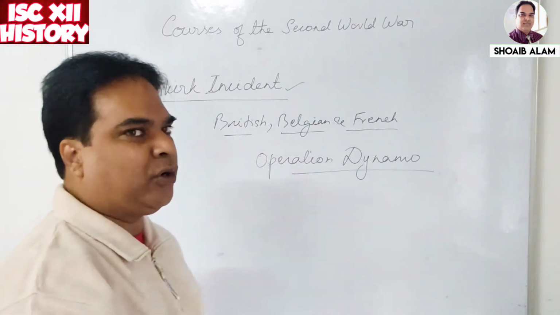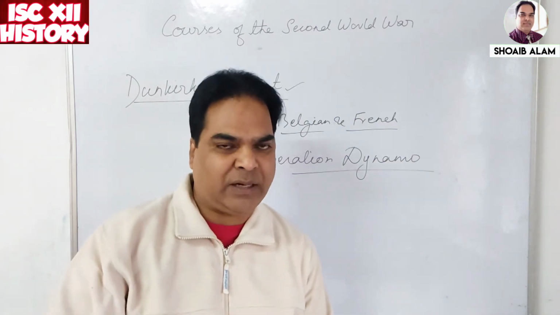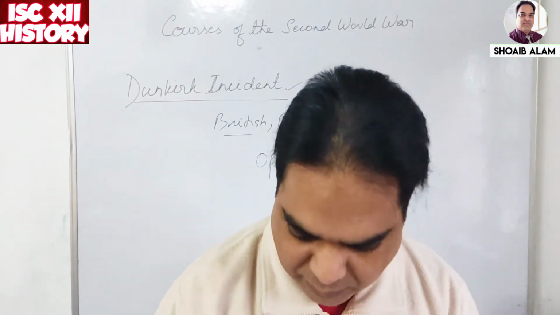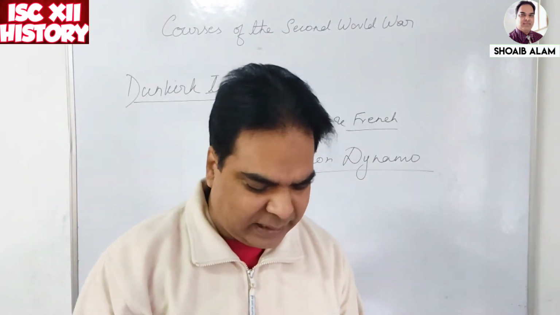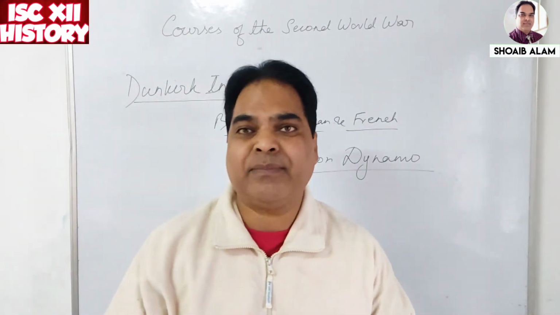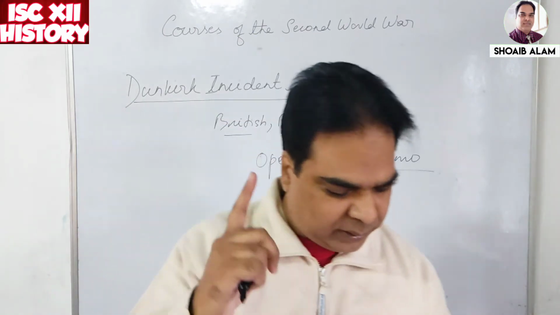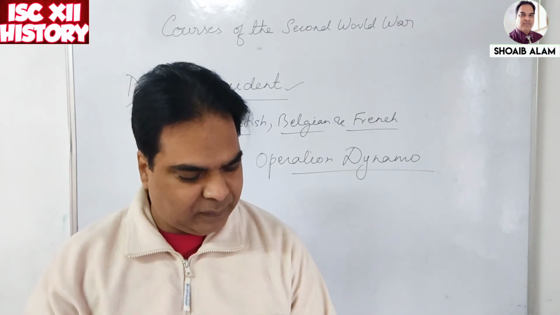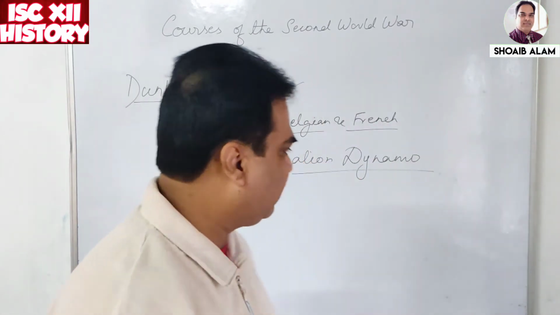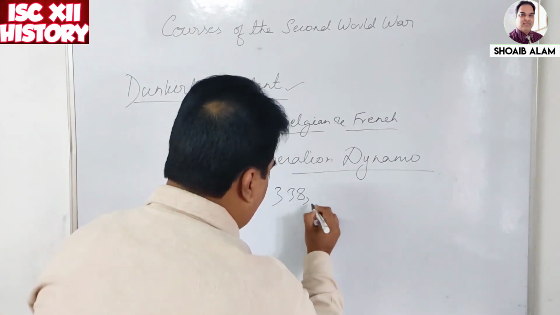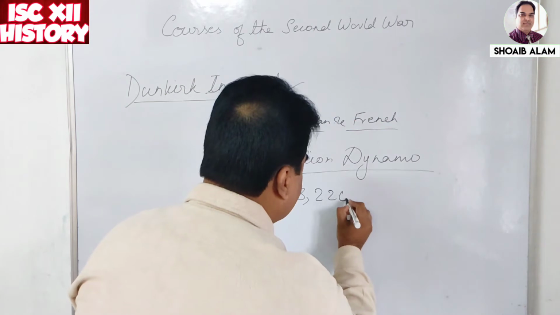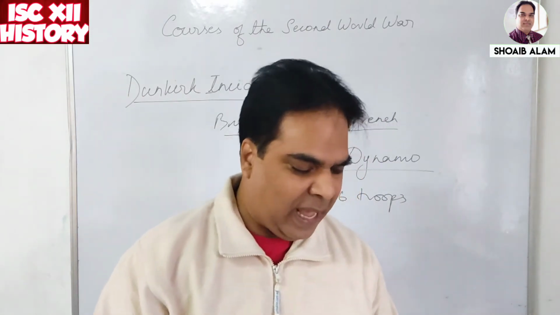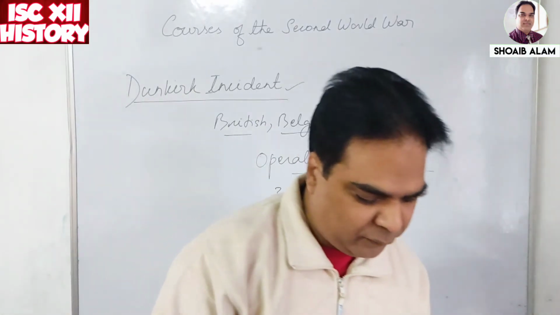Dunkirk is the name of a port. Those soldiers were to be brought to that port, and through the English Channel they would be brought back to their respective countries. After this they became successful in saving the lives of 3,38,226 troops. That means 3,38,000. Let me write it. 3,38,226 troops. They all were evacuated, and this was one of the remarkable achievements from the side of Britain.